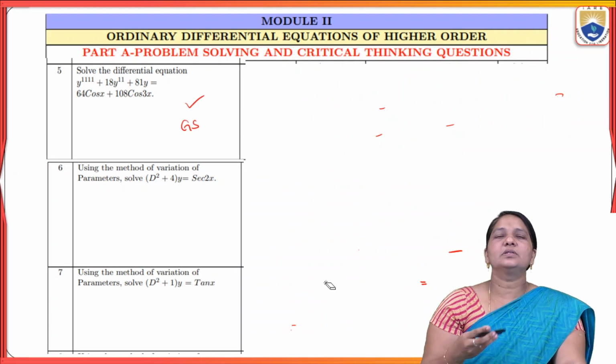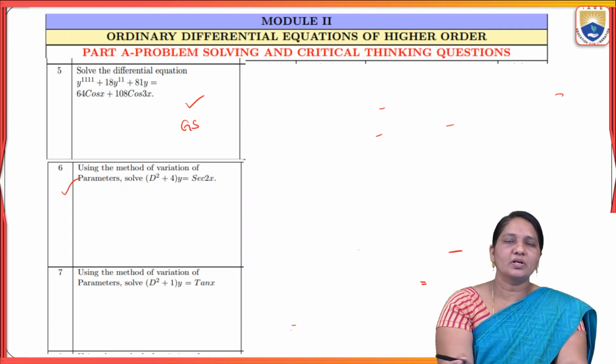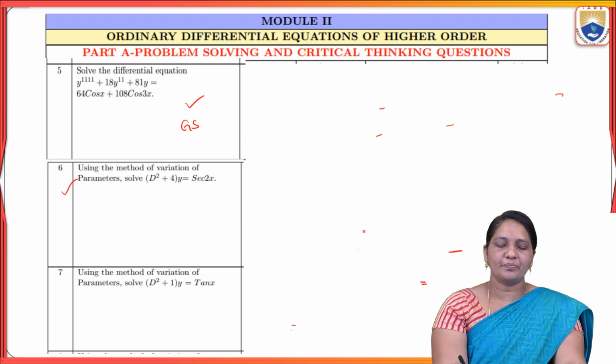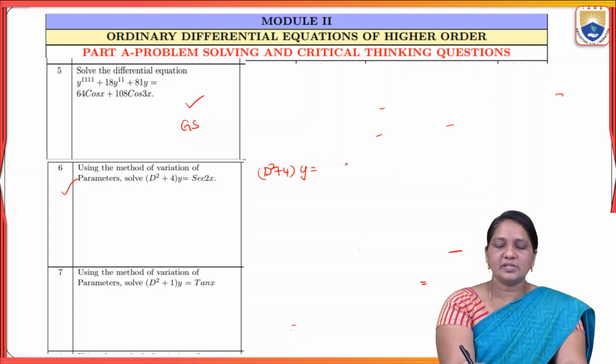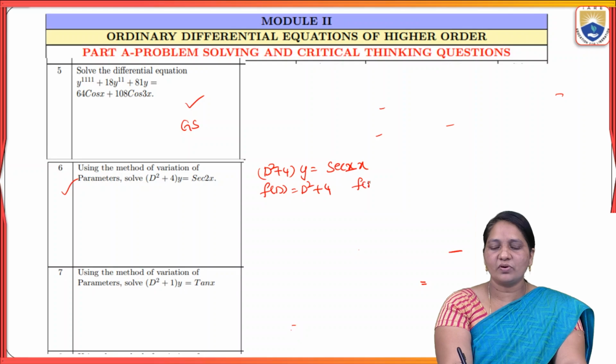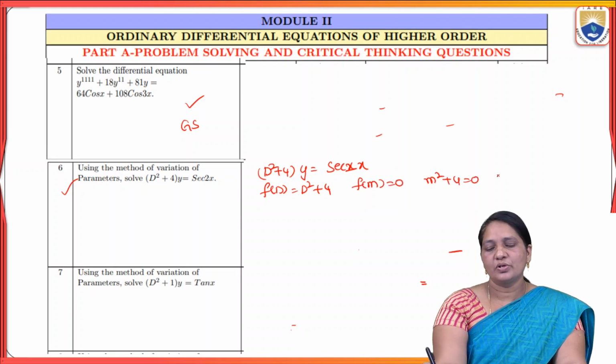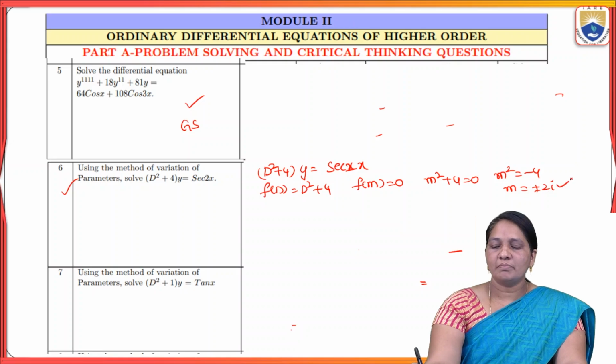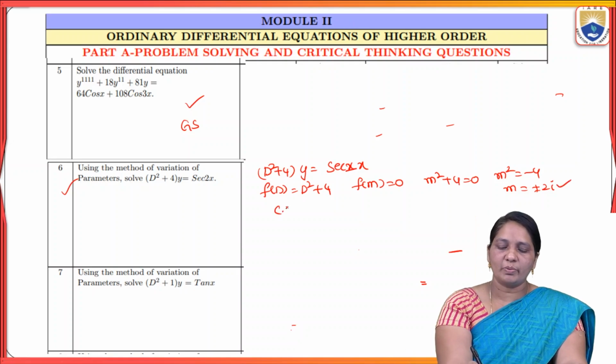So as like the third and fourth problems, here in the sixth one also we are using the method of variation of parameters. The given equation is D square plus 4 into y is equal to secant 2x. So f of D value is D square plus 4 and the auxiliary equation is f of m equal to 0. So m square plus 4 equal to 0. So m square equal to minus 4 and m value is plus or minus 2i. So here by using these values we are going to write the complementary function.